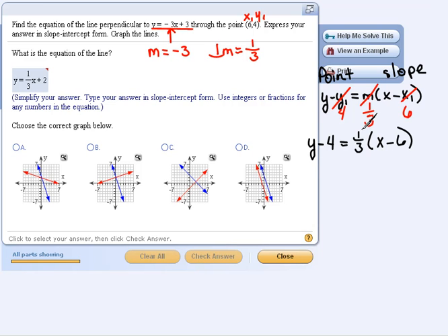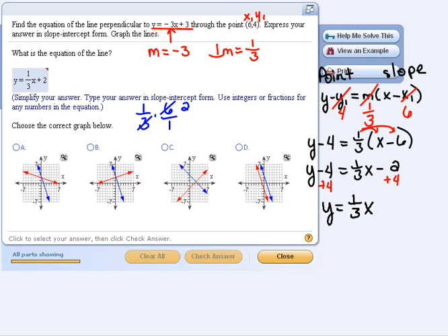Now distributing out my 1/3, y minus 4 equals 1/3 times x is 1/3 x. And 1/3 times 6, if you needed to, you could even write 6 over 1. Well, 3 goes into 6 2 times. So 1/3 times negative 6 would be negative 2. And now we need to combine our like terms, so we need to add 4 to both sides. And when we do that, we have y equals 1/3 x plus 2, which is, according to them, the correct answer.